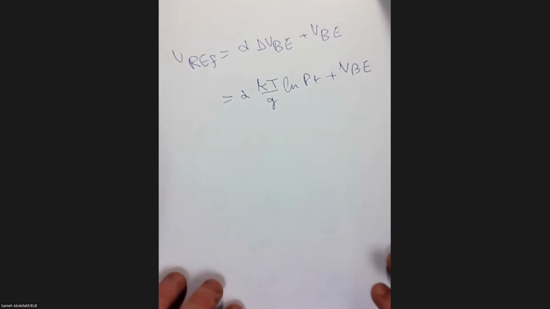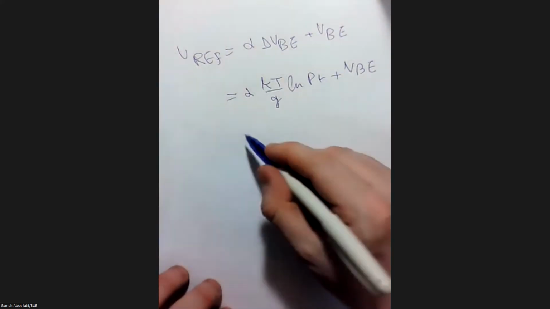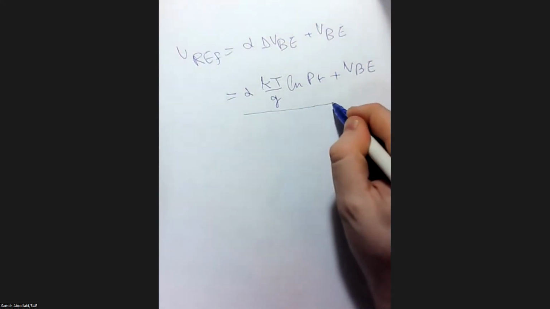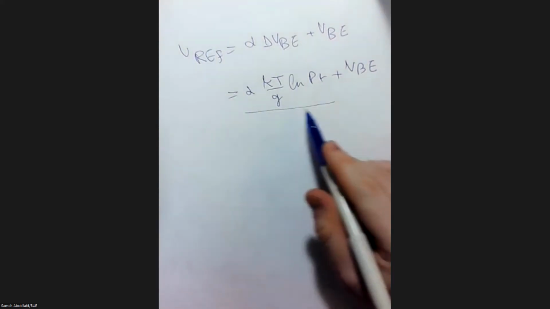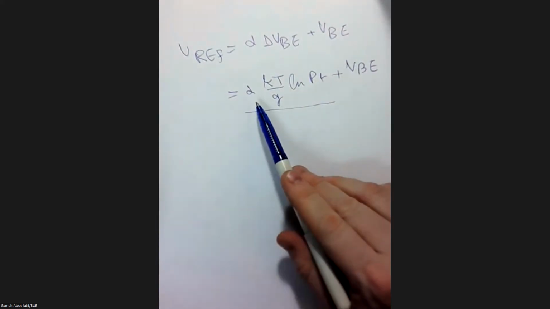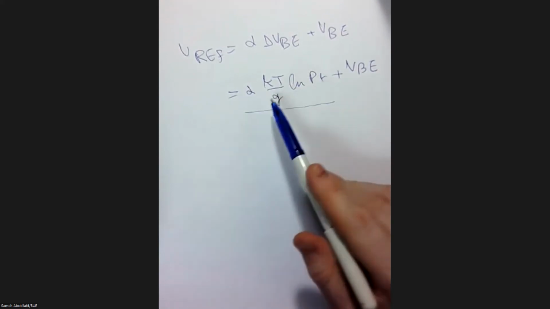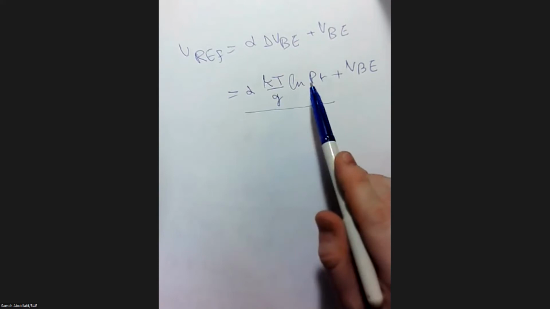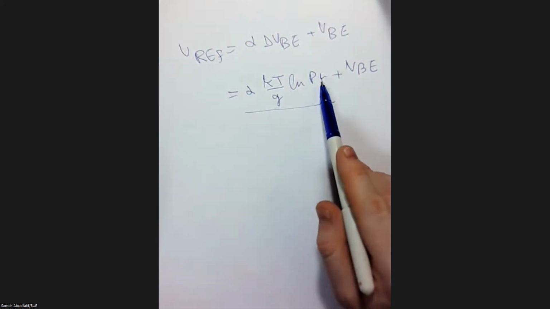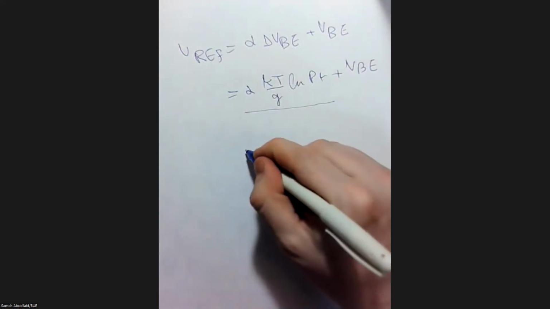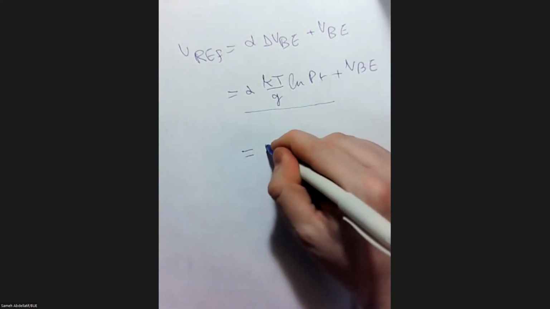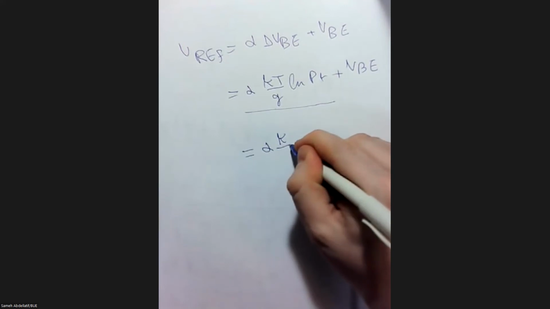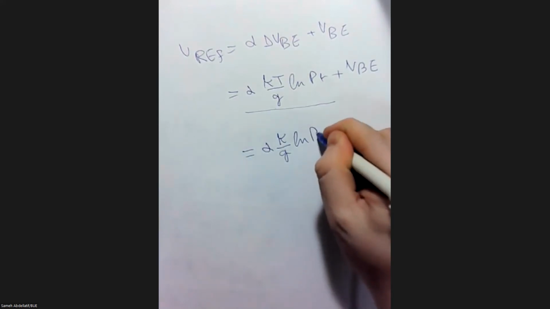Let's try to differentiate this equation. In the first term, we know that all other parameters are constant. Alpha is an amplification constant, which is a design parameter. K and Q are the Boltzmann constant and the electron charge, and T is temperature. P is a design parameter, and R is a mismatching area factor. So differentiating this term with respect to T simply gives alpha K over Q ln PR.